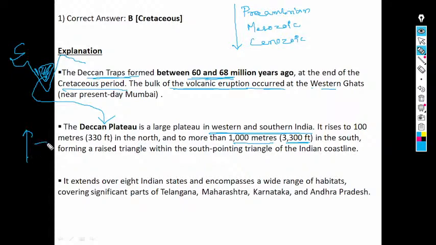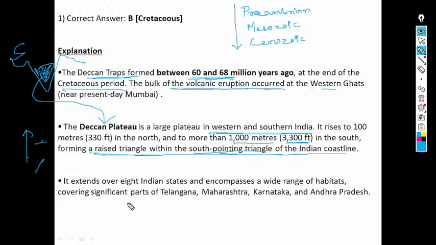In the south its height is greater, 1000 meters. This is your elevation. In the south the elevation is high, 1000 meters, and here it is 100 meters, forming a raised triangle within the south-pointing triangle of the Indian coastline.